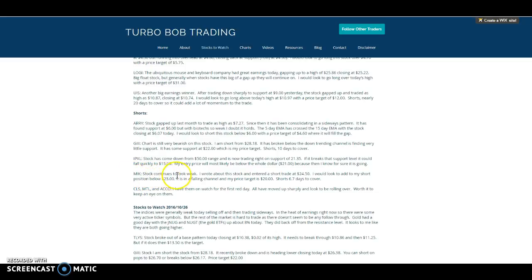So here's what I wrote about MIK in my watch list in the shorts section. MIK, stock continues to look weak. I wrote about the stock and entered a short trade at 24.50. That was October 17th. And I would look to add to my short below $23. It is in a falling channel. My price target is 20. Shorts 6.7 days to cover.